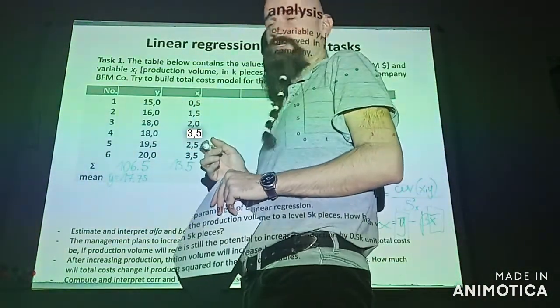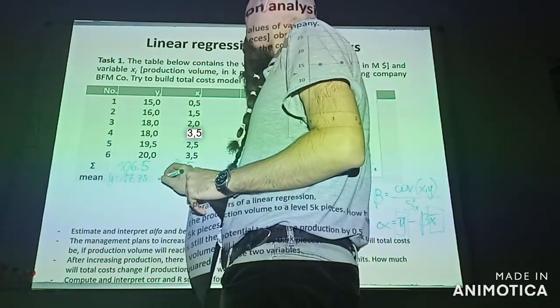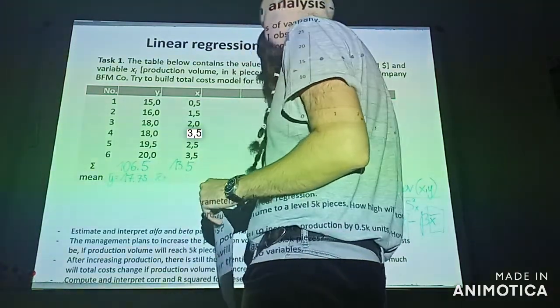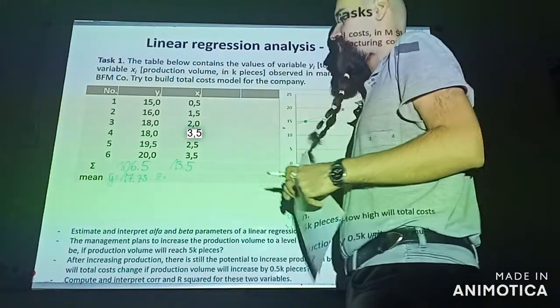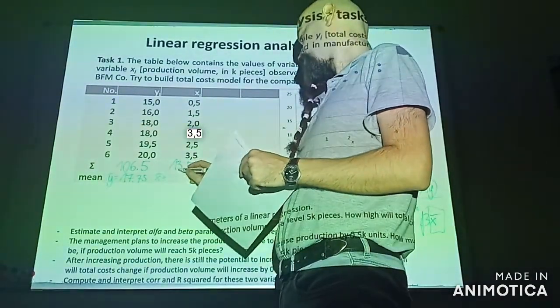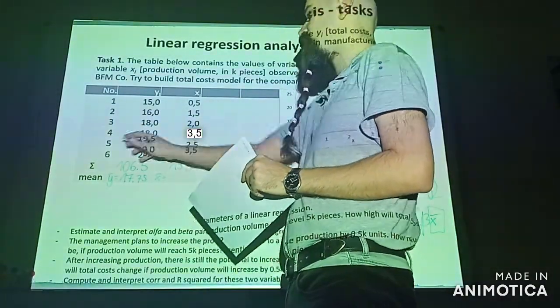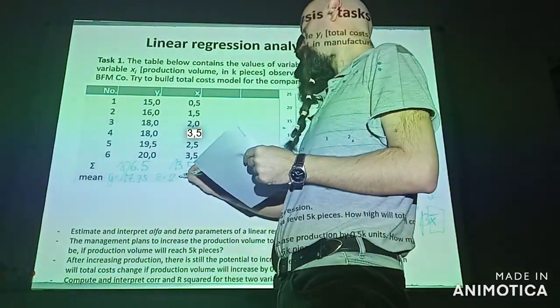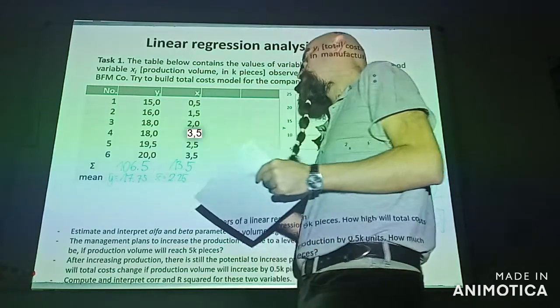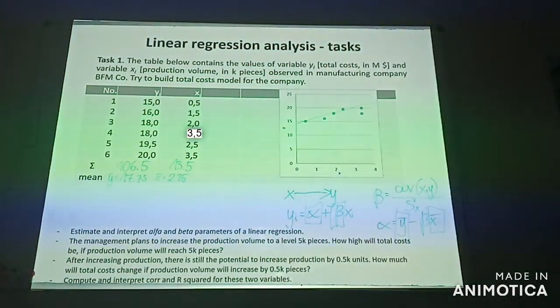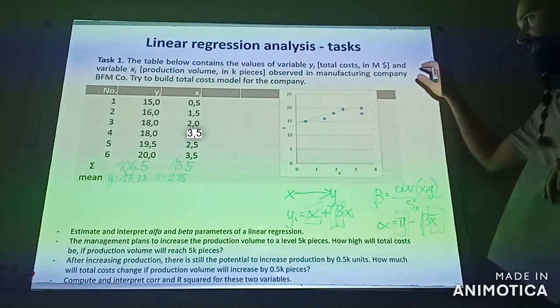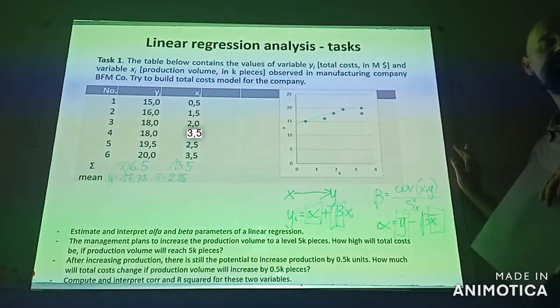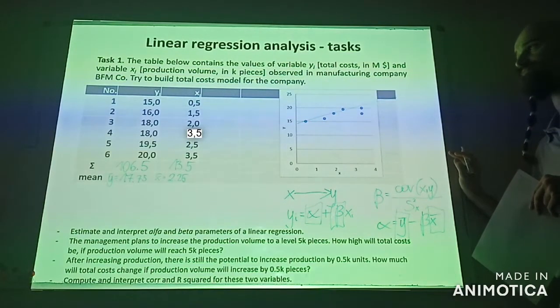based on 6 observations. And here we are able to compute average level of production, which is 13.5 divided by 6 is 2.25 thousand pieces. This is the average level of production in the manufacturing company Business and Finance Management Corporation.